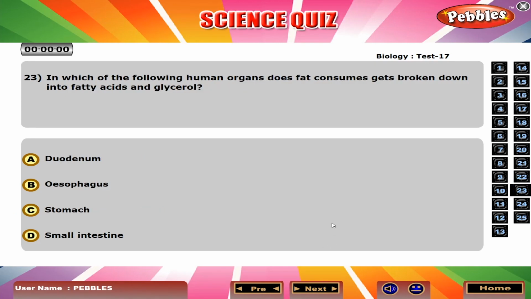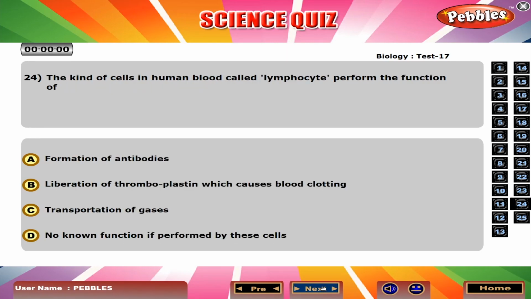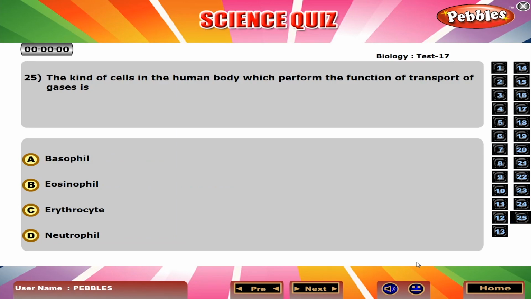In which of the following human organs does fat consumed get broken down into fatty acids and glycerol? D. Small intestine. The kind of cells in human blood called lymphocyte perform the function of A. Formation of antibodies. The kind of cells in the human body which perform the function of transport of gases is C. Erythrocyte.